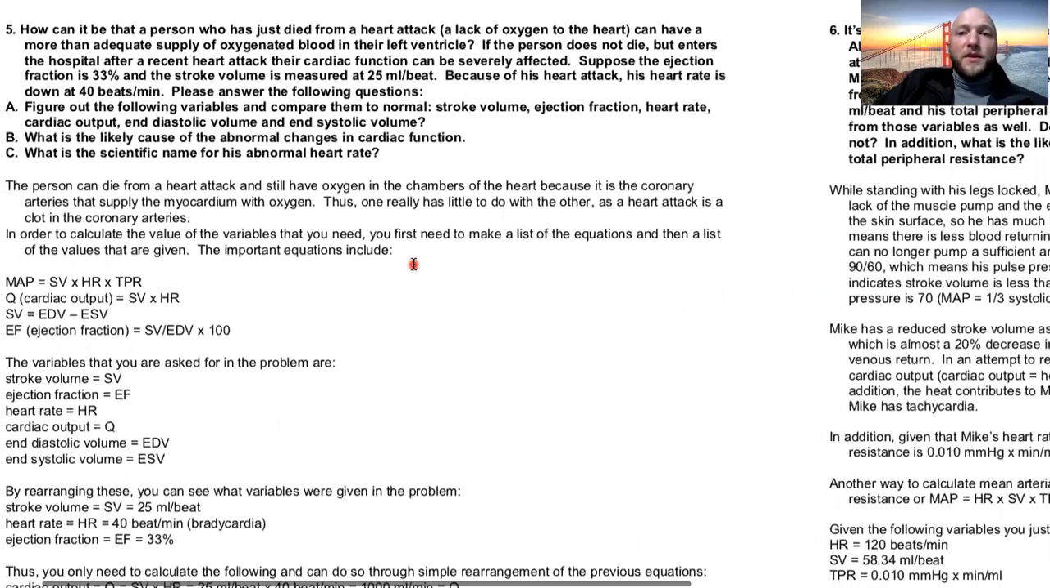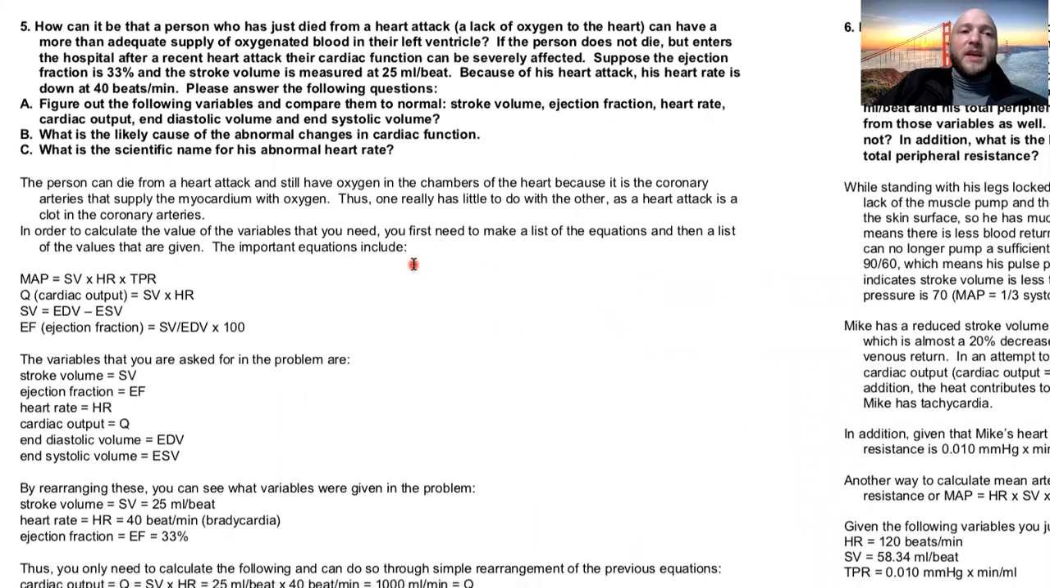I want you to really think about this first part. How can it be that a person who has just died from a heart attack, a lack of oxygen to the heart, can have a more than adequate supply of oxygenated blood in their left ventricle? So, this person died from lack of oxygen in its heart, yet the left ventricle is full of oxygenated blood. How is that?